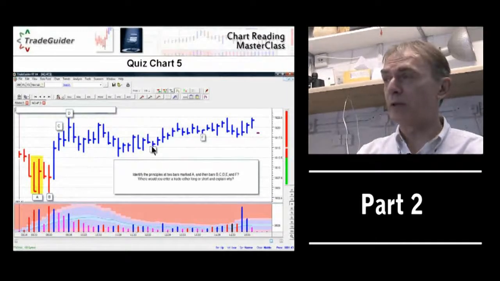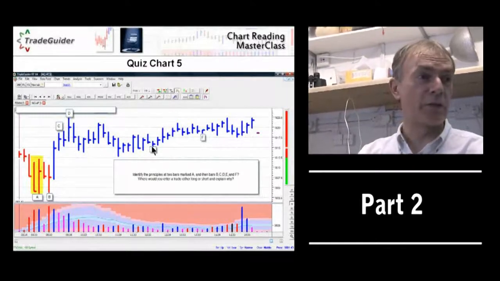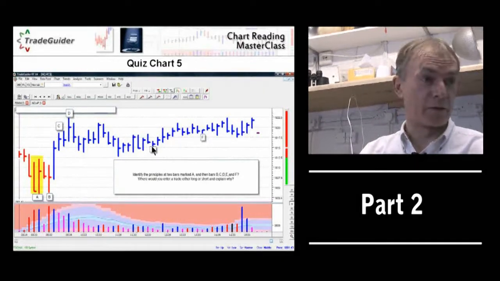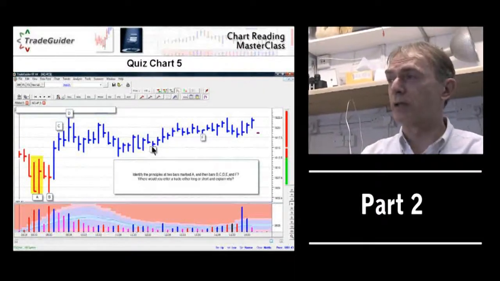So always remember to look at the background, because the bars individually don't mean anything at all unless you relate them to what's in the background. Absolutely. Really is very important. I can't stress that enough.